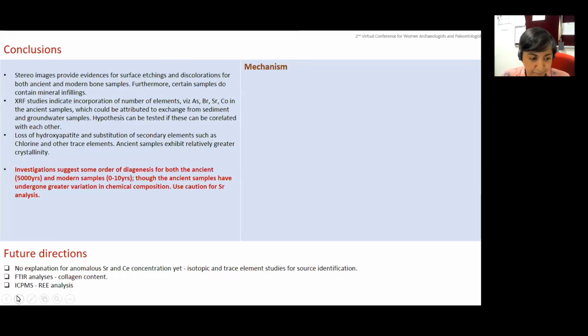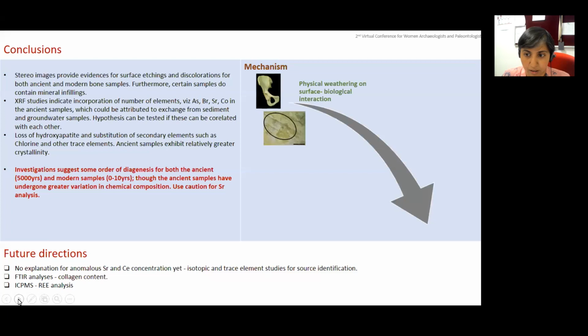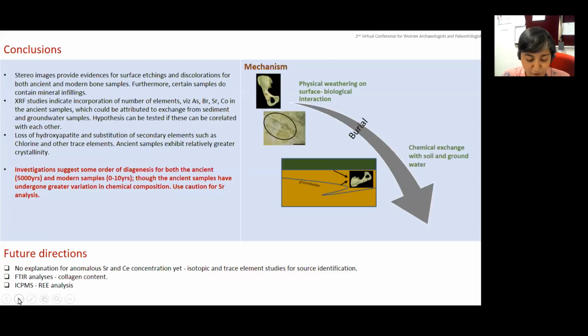So in conclusion, the stereo images provided evidence for surface etchings and discolorations for both the ancient and modern samples. We also saw some amount of weathering according to Behrensmeyer's stages, 0 to 2. Furthermore, certain samples also do contain mineral infillings, as we saw.